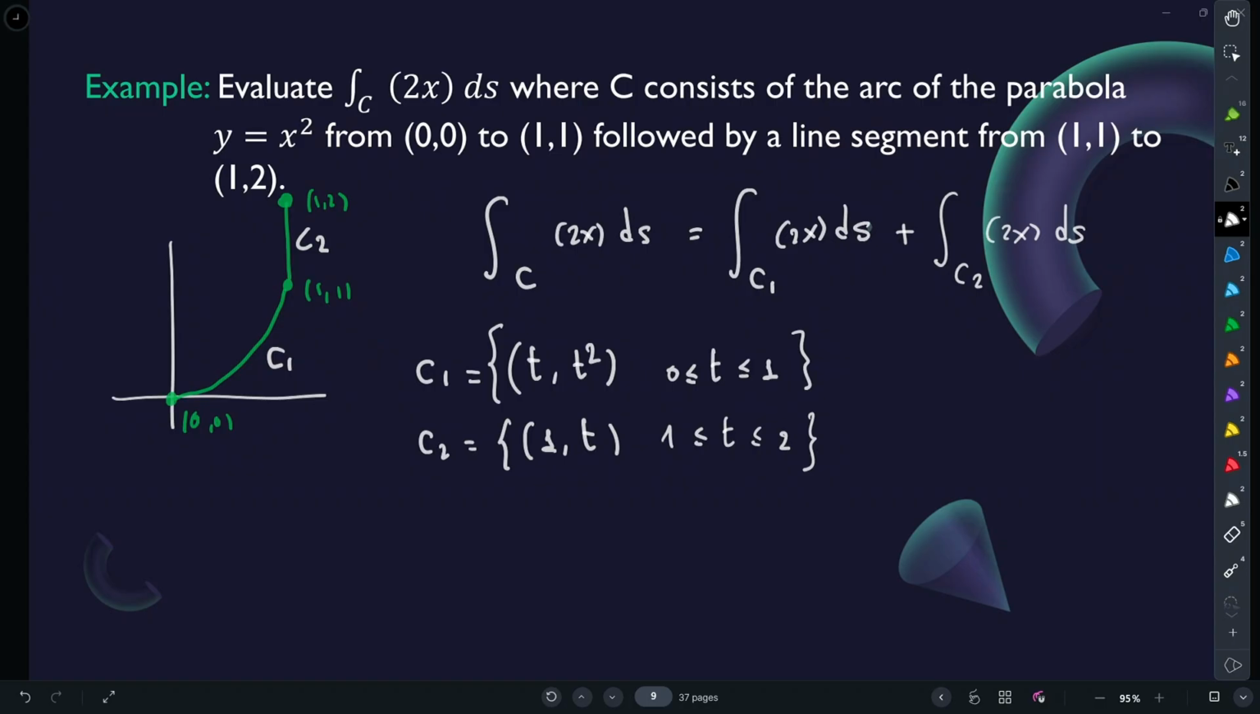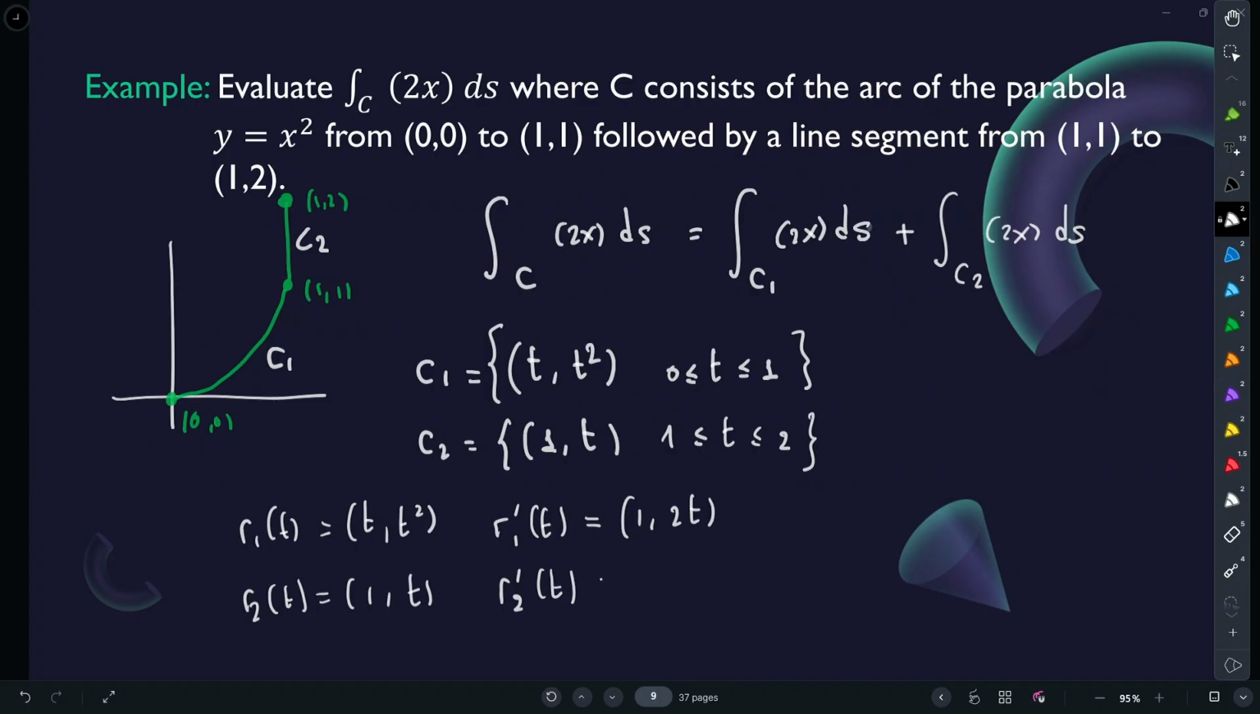All right. So now let's find what are each one of those integrals. So for the first path, I have t squared. So the derivative of the first vector function will be 1, 2t. And the second path is 1, t. And the derivative of the second path will be 0, 1.